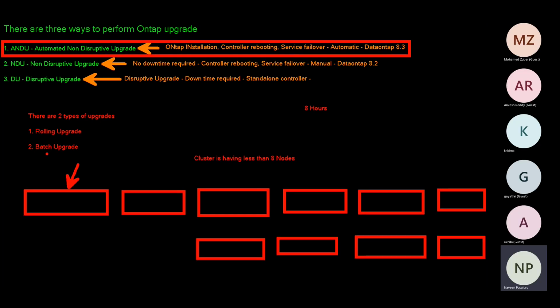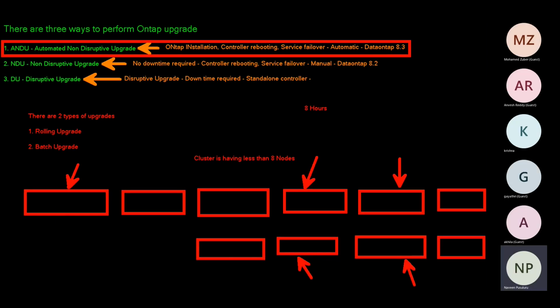So what it will do in the batch upgrade, it will pick one controller from each HA pair. For example, in the first HA pair, it picked controller 1. In the second HA pair, it picked controller 4. In the third HA pair, controller 5. In the fourth HA pair, controller 8. In the fifth HA pair, controller 9. Let's assume that. We'll pick one controller from every HA pair, and it will perform the ONTAP upgrade on those nodes, and it will reboot all these nodes at a time.